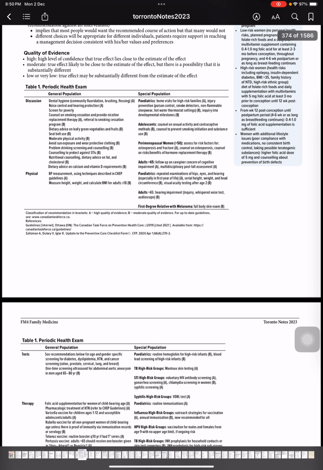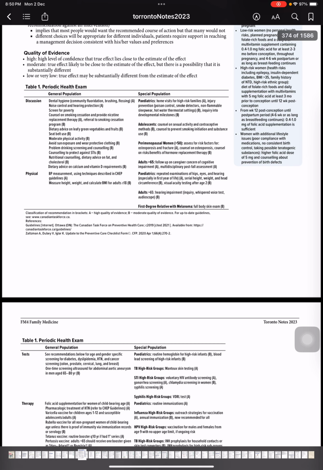So especially in the first year of life, you see eyes, hearing, and then hip. In the serial, height and weight and head circumference, and then you go ahead and do visual assessment after age 2. So after 65, you would check hearing impairment in the age 65 and more as well. Inquiry, whispered voice test, and audioscope.